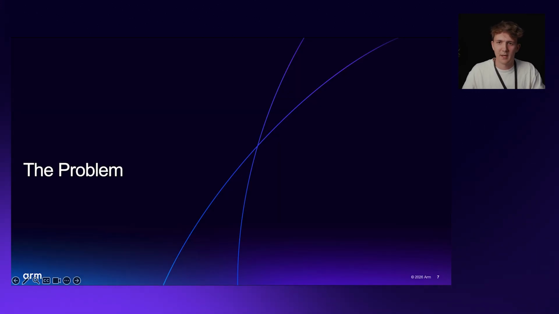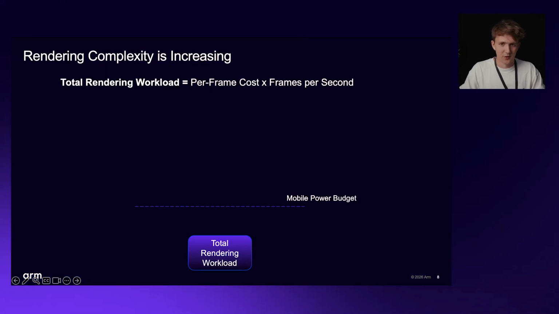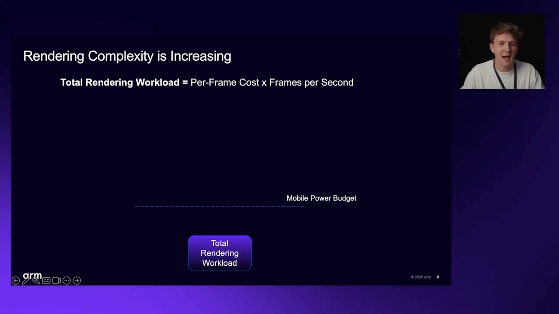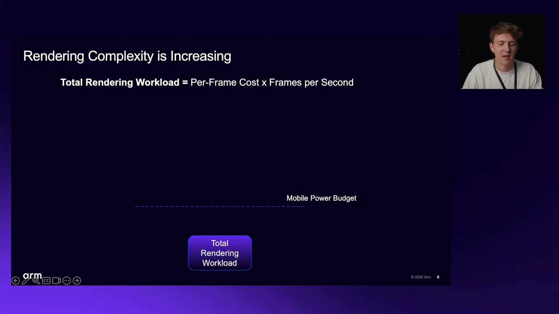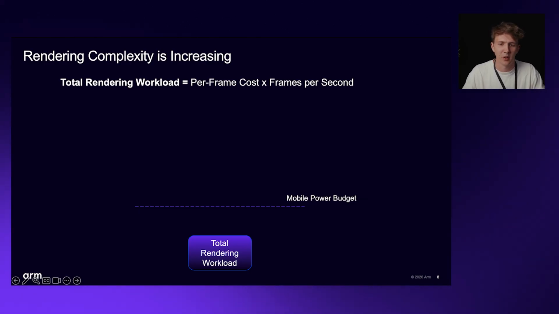So that's what we're going to look at, and let's start with the problem that we're trying to solve with NFRU. So the total workload of a graphics pipeline is at the very basic level comprised of two things. The first thing is how expensive each frame is and how many frames we're going to need. And both of these are going up.